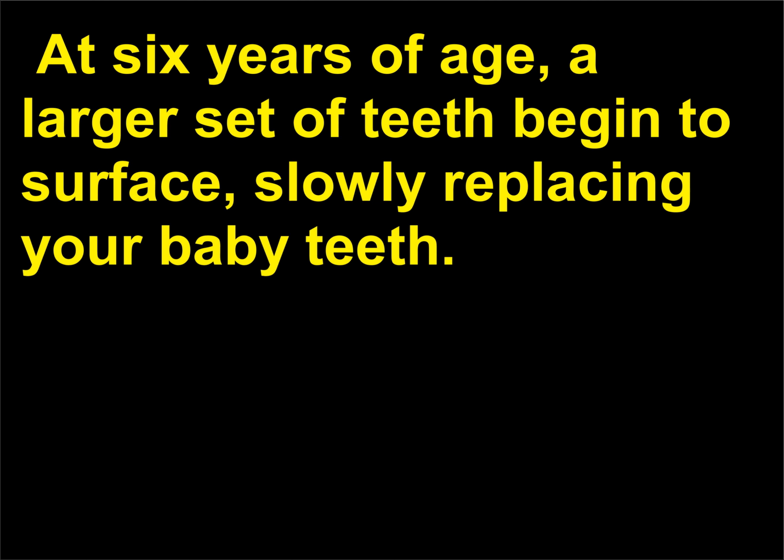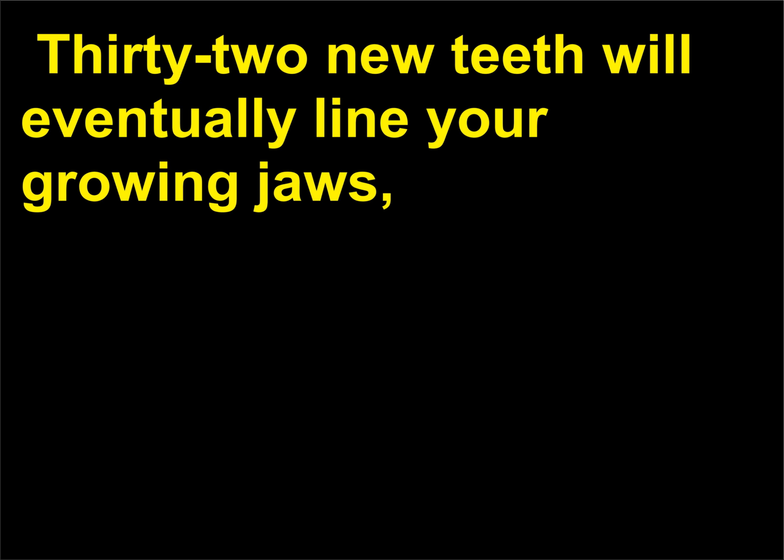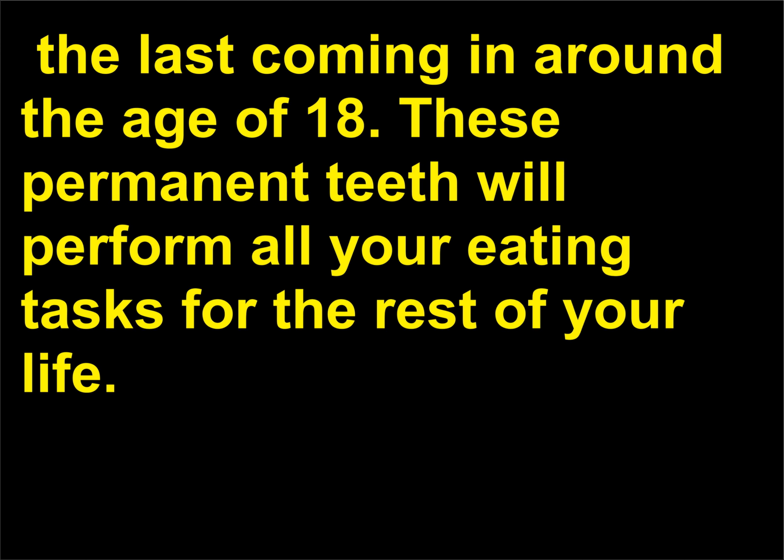At 6 years of age, a larger set of teeth begin to surface, slowly replacing your baby teeth. 32 new teeth will eventually line your growing jaws, the last coming in around the age of 18. These permanent teeth will perform all your eating tasks for the rest of your life.